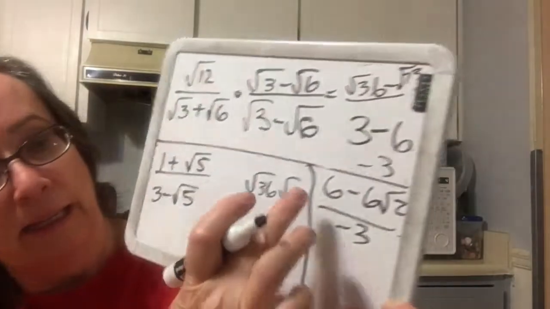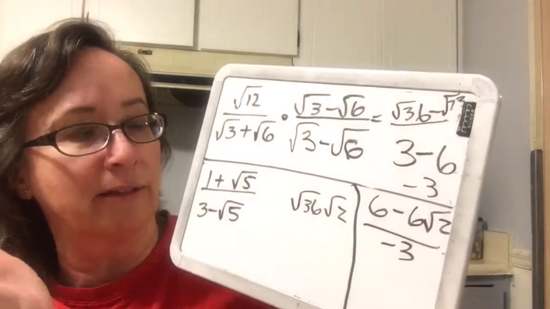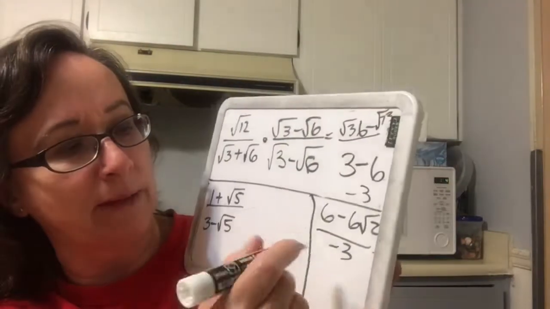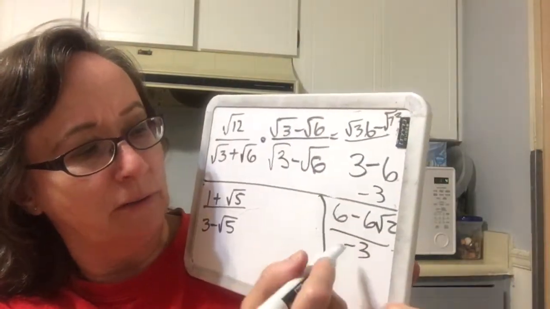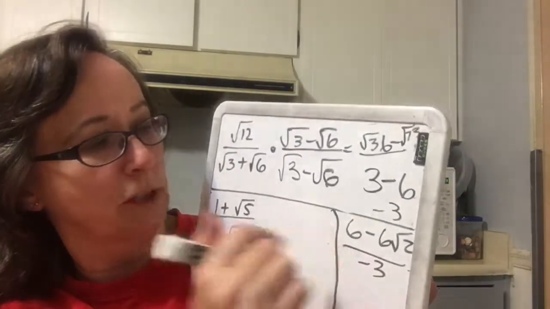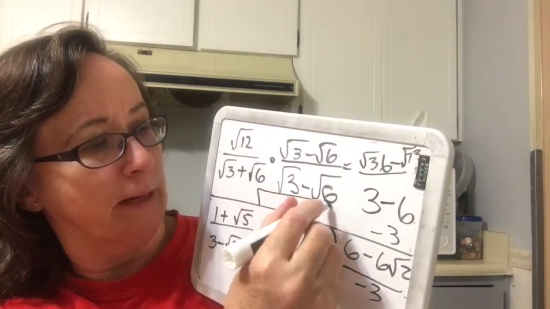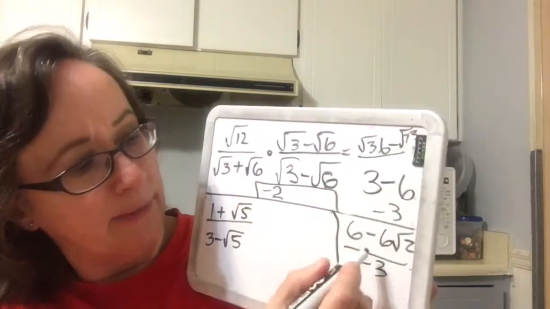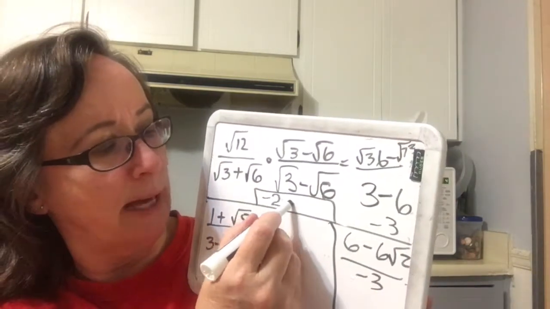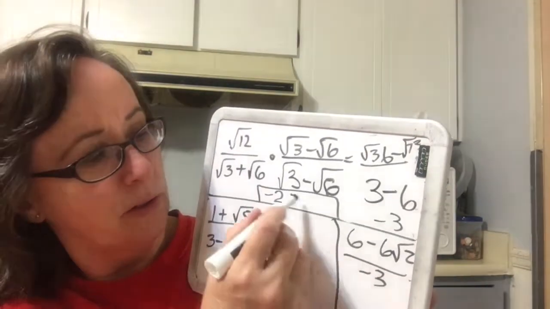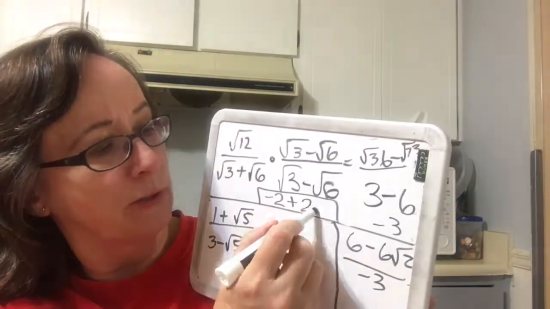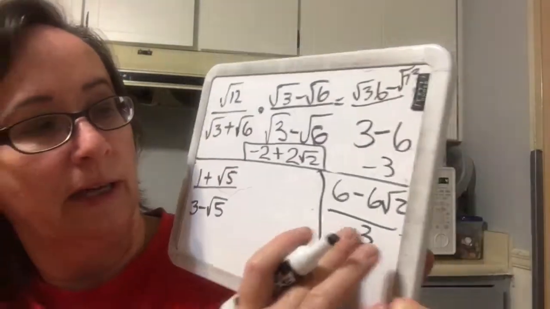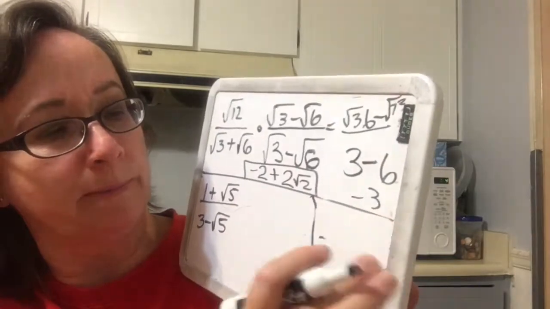Now, lastly, the 6's and the 3 are all outside of a radical, and so they will cancel. And we're going to wind up with a what? Negative 2. We got a negative 2 right here. And then a negative divided by a negative is a positive 2 square root of 2. Okay, so that's the answer. And we'll get rid of this so we can do our next problem.